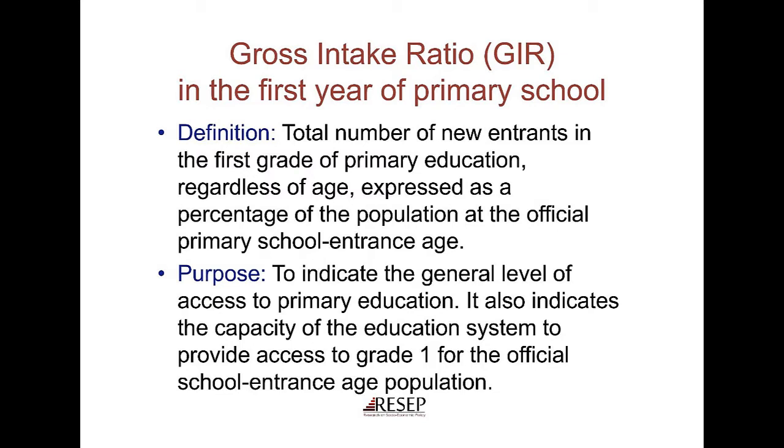The purpose is to indicate the general level of access to primary education. It's gross because we're not looking at the age. We're just looking at the first year of primary school, regardless of age, and the purpose is to see access. So you see here, you've got the number of new entrants in first grade of primary school, divided by, again, so now here, the first two indicators relied just on population data or census data, data where you are not the source.